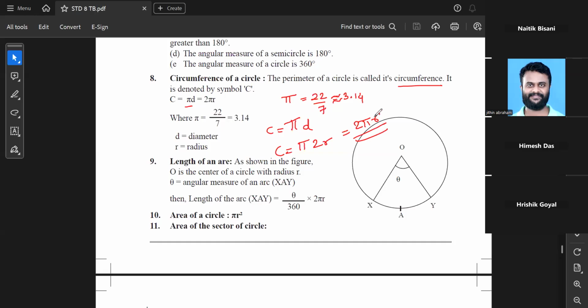Yes, Naitik, what's your query? Sir, which one is the accurate value of pi? 22 by 7.